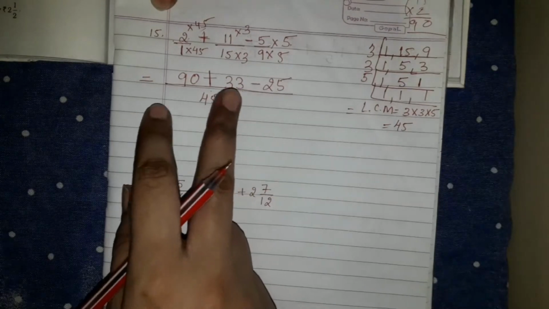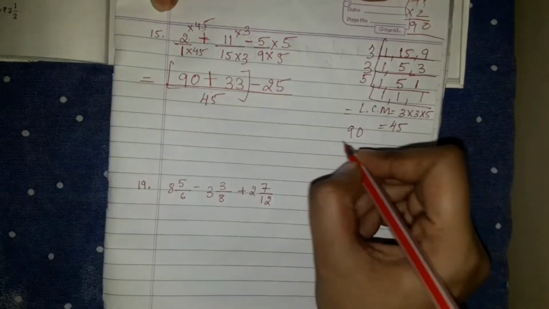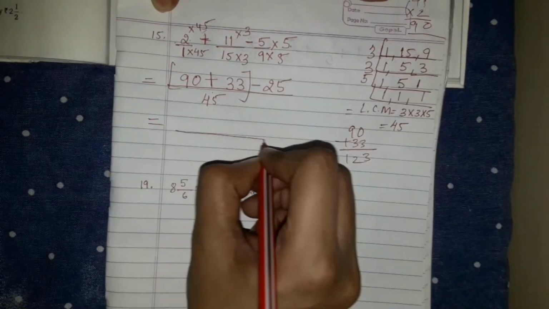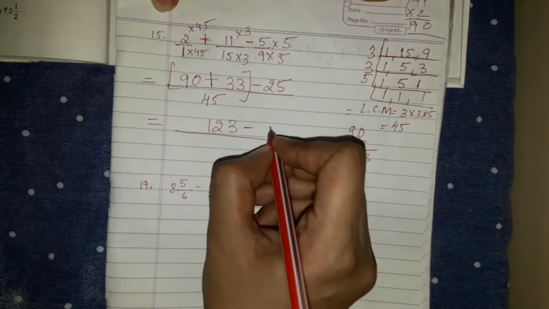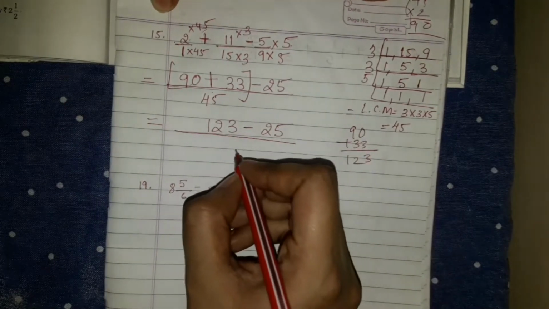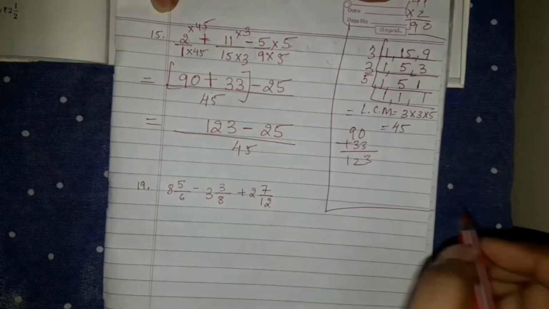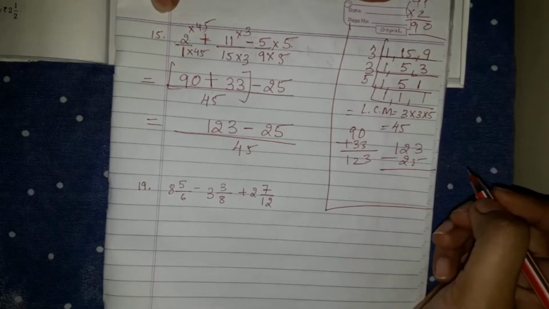First they are asking us to add these both. So let's add these both first. 90 plus 33. 123. So in the next line what you will do? You will write the solution of this part. And then you will show that you have to subtract 25 upon 45. 123 minus 25. Let's do the last part.